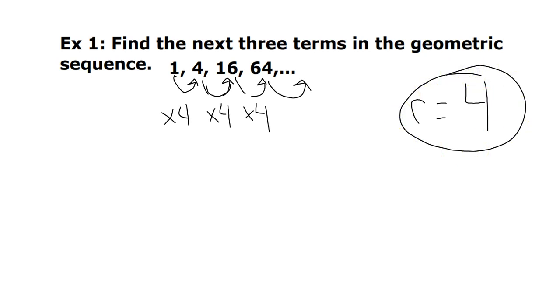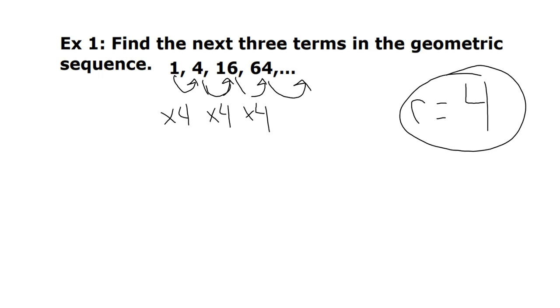Anytime that that number is larger than 1, it's going to increase. Anytime it's between 0 and 1, it's going to decrease. And the same thing for the negatives. If it's a negative number, it's going to just flip back and forth in signs between positive and negative. Now, the question is saying find the next three terms in the geometric sequence. So, like we just said, we took 1, multiplied it by 4. Took 4, multiplied it by 4. 16, multiplied it by 4. So now we're going to take 64, multiplied by 4.